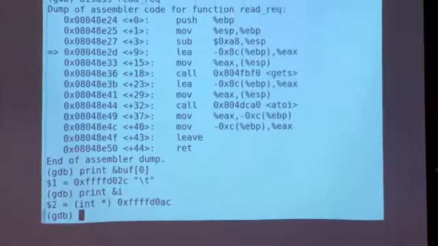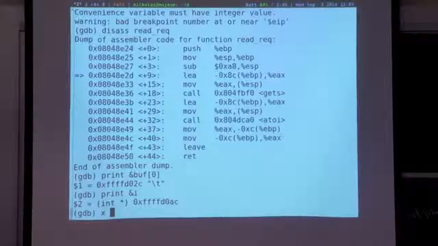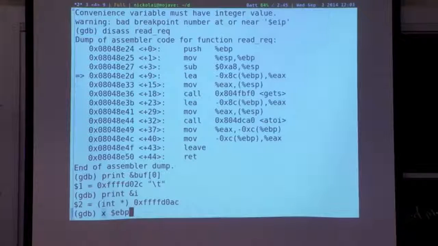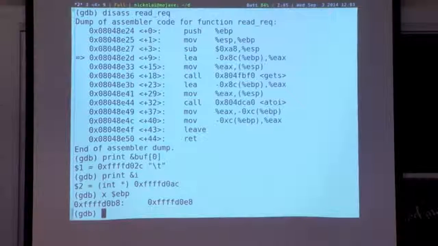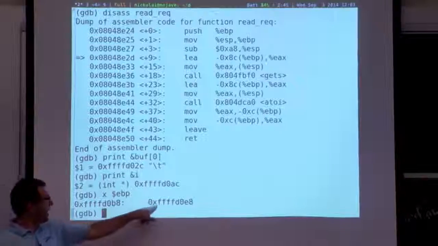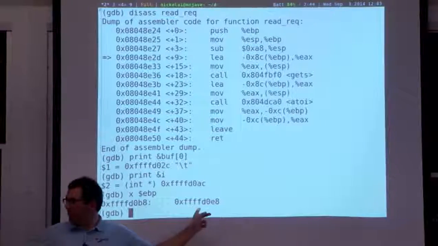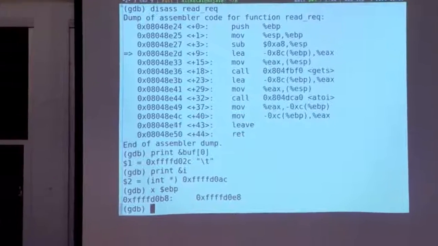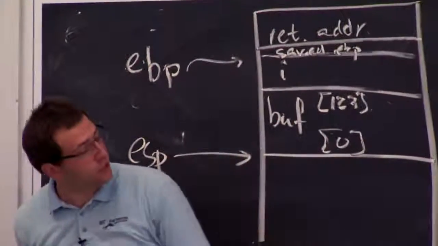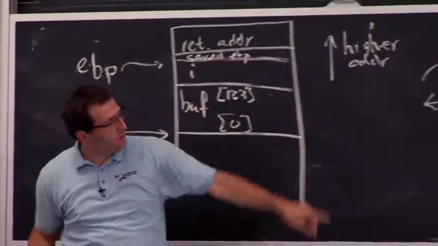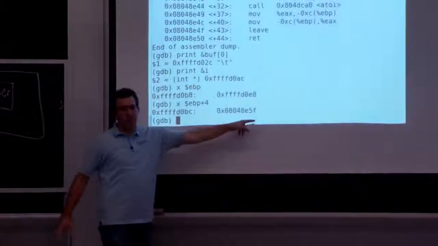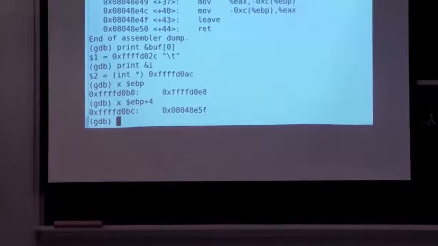And you can actually examine it. In GDB, you can say x, examine some value, so the EBP pointer value. So that's the location on the stack, D0B8. Indeed, it's actually above even the I variable. And it has some other value that happens to be the EBP before this function was called. But then one more memory location up is going to be the return address. So if we print EBP plus 4, there's something else there, 0x08048E5F.